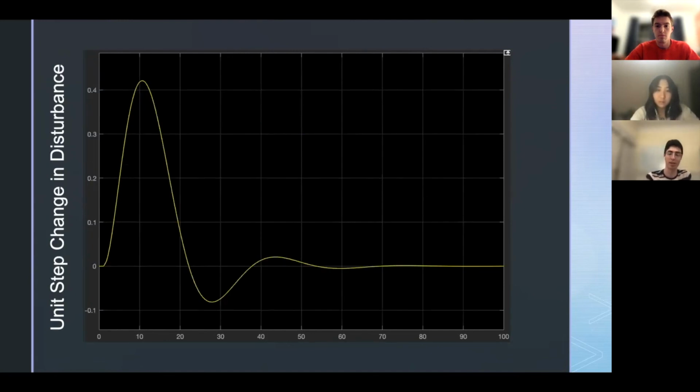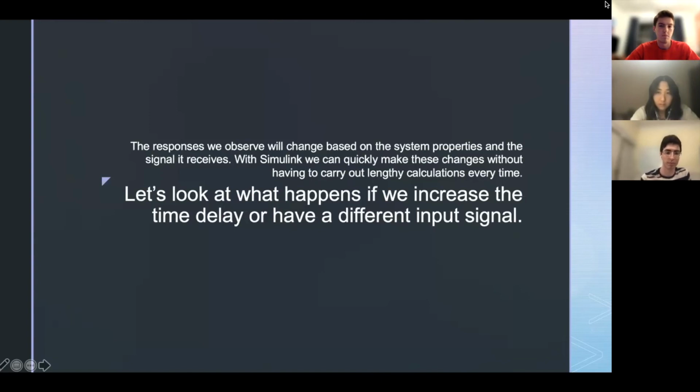Again, we can see the same thing here. It's generally the same shape, but there's not stability reached until maybe 70 or 80 time units. So these responses that we've seen will change based off of the system properties and the signals that it receives. Simulink makes these a lot easier, so we can explore some more differences and just learn about systems much easier by just plugging in differences and looking at the simulation. Now let's look at what happens if we increase the time delay, and maybe we'll have time to talk about a ramp function too.